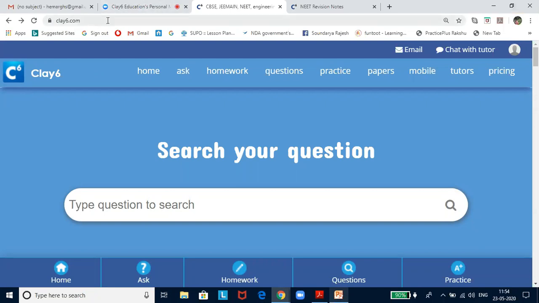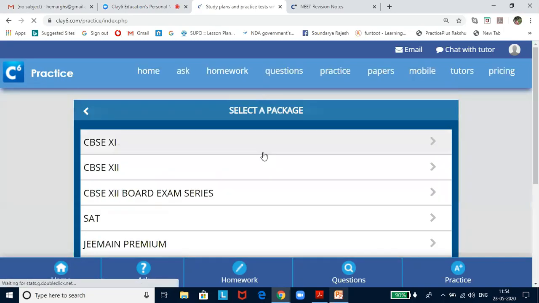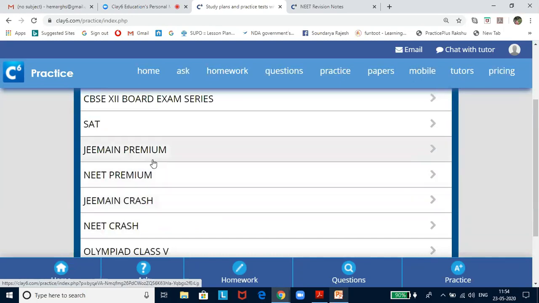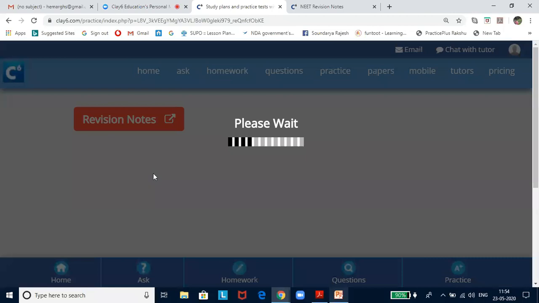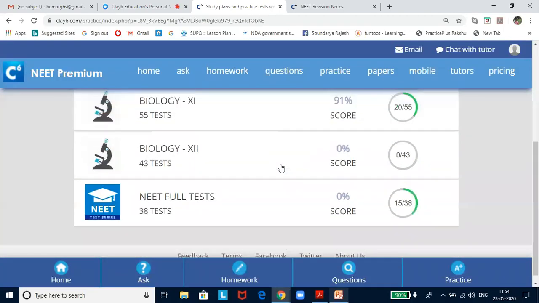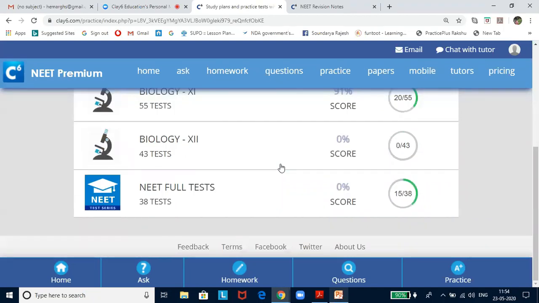Now open the page clay6.com, click on practice. You will find a lot of packages. Select your package. Since we are doing the NEET course here, I'm clicking on NEET Premium. It has a series of tests in physics, chemistry, biology, chapter wise tests and NEET full tests.